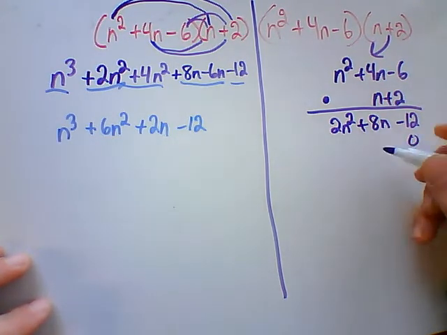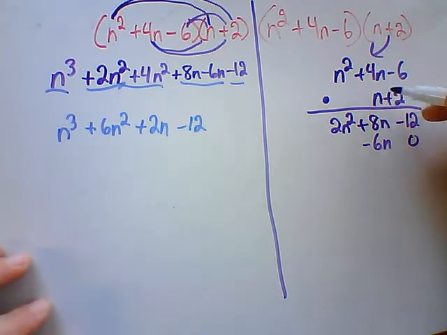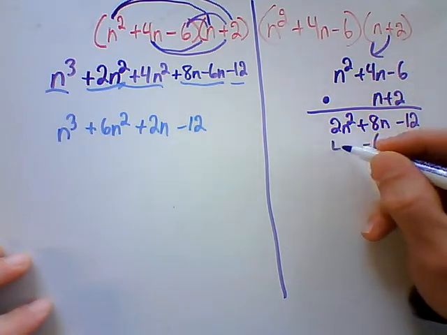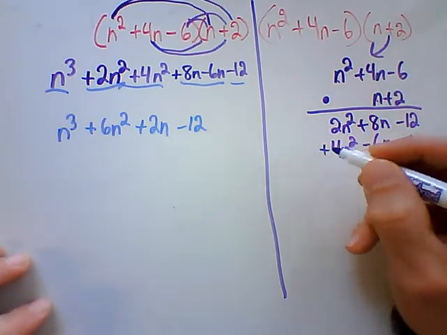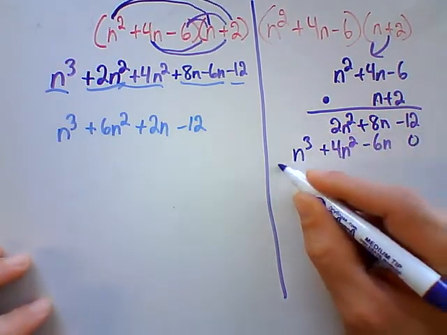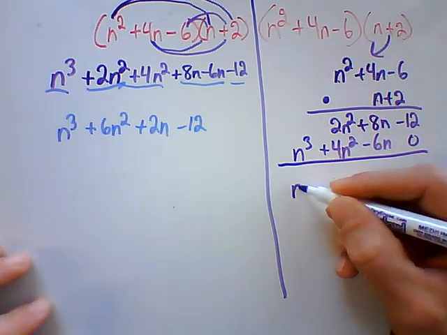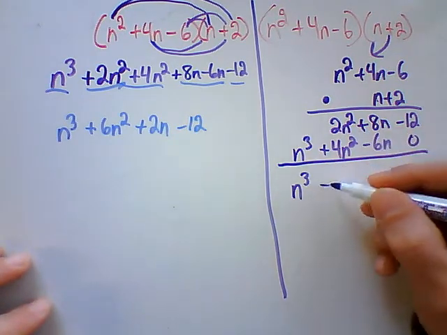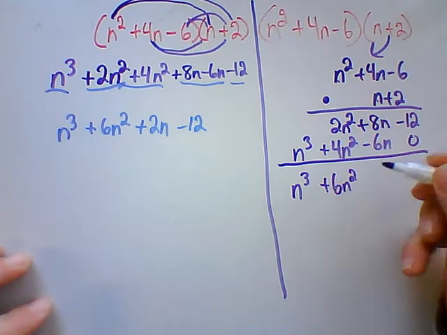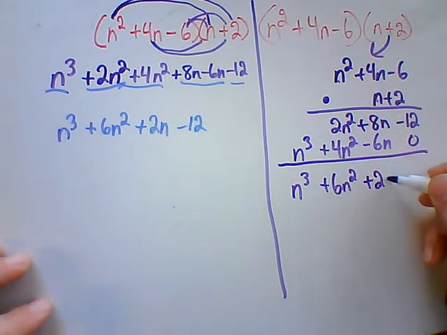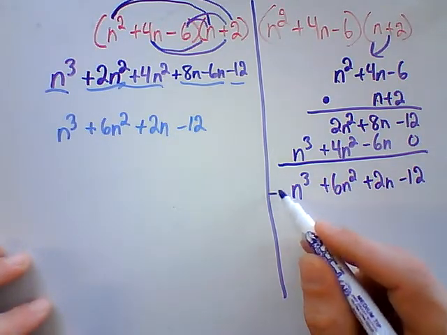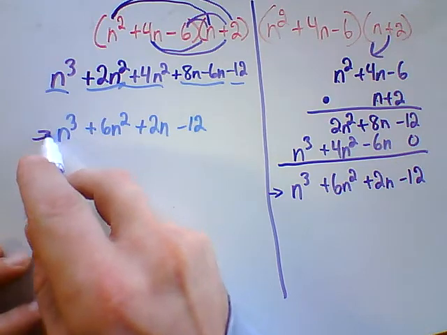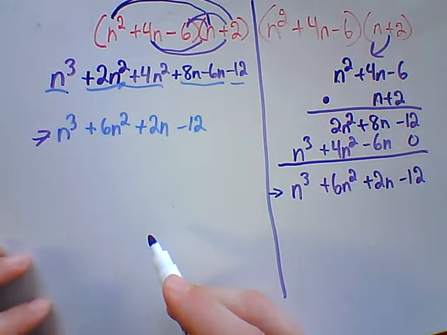N times negative 6, negative 6n. N times 4n is 4n squared. And n times n squared is n cubed. Draw my line, add down. Plus 6n squared plus 2n and minus 12. Note again, exact same answer. One goes right to left, one goes left to right. Right. Either one's perfectly fine.